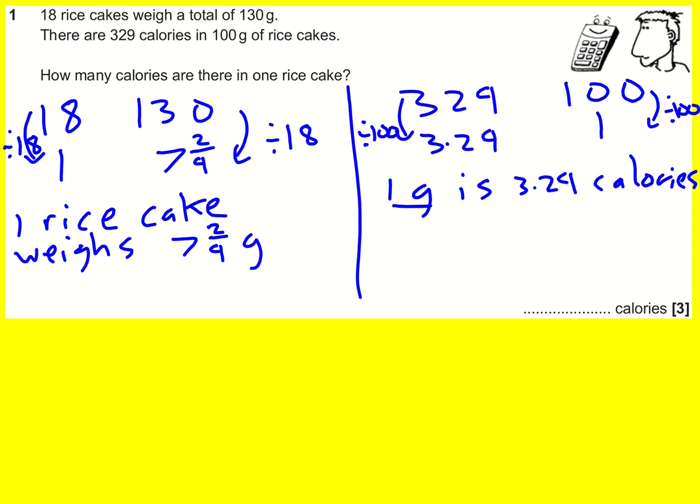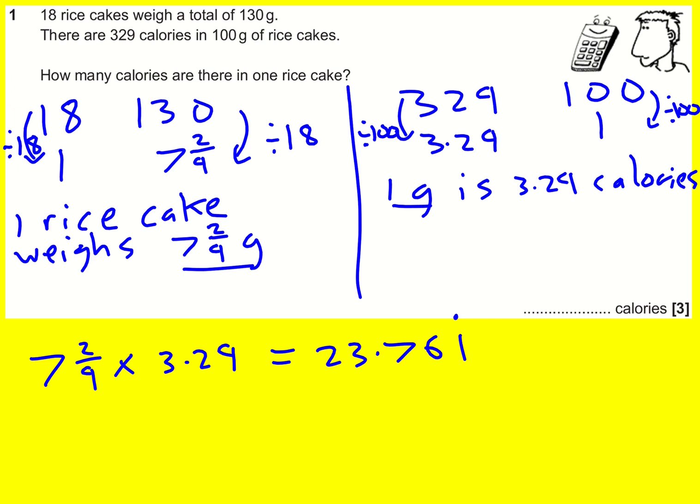If I know what 1 gram is, I can work out what 7 and 2 ninths grams is. It's going to be 7 and 2 ninths times 3.29. And that is equal to 23.761. I think the recurring was above that little 1. If I want to write that in a sensible way, then I probably would round it to 3 significant figures, and it's going to be 23.8 calories.